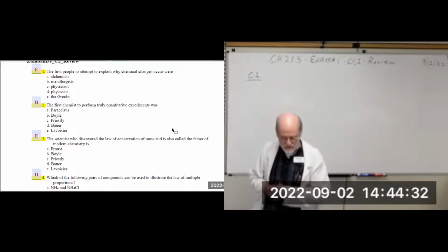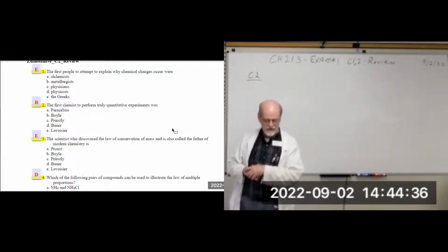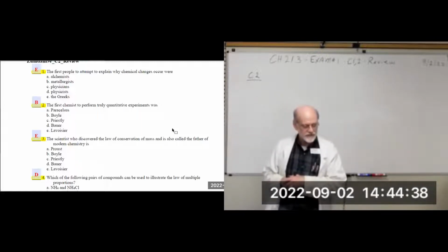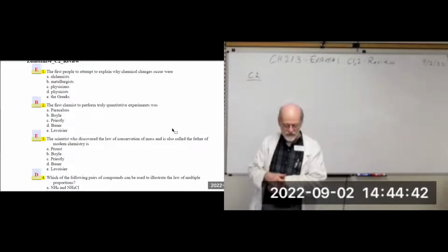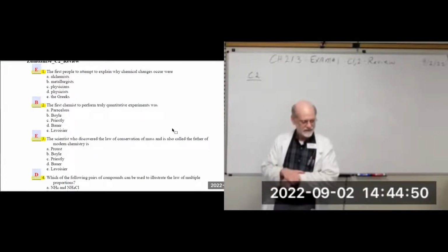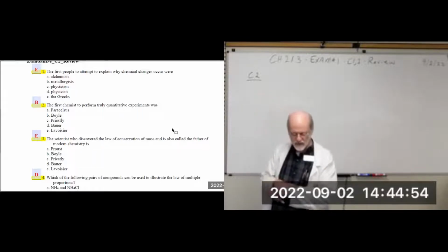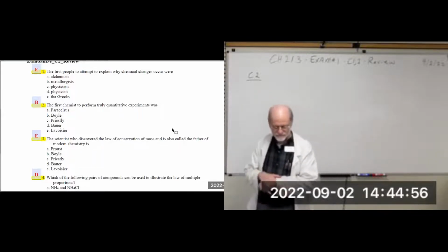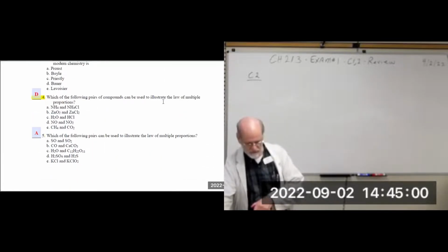The scientist who discovered the law of conservation of mass and is also called the father of modern chemistry. He was the one that lost his head in the French Revolution. So if you know he's French, look down there and see which one looks French. Yeah, Proust looks a little French, but he's not the right one. Lavoisier. He was the Frenchman who came up with the law of conservation of mass. He was also a tax collector, so when the French Revolution rolled around, he lost his head.